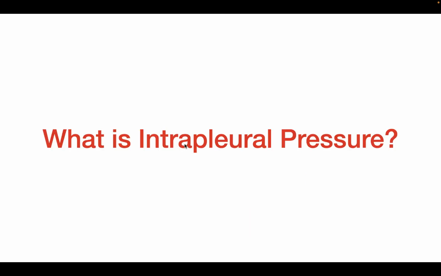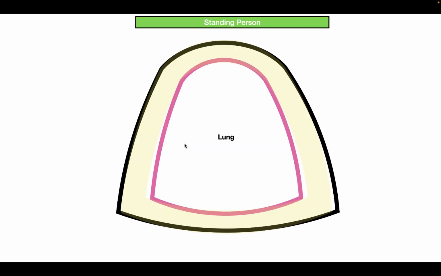So what exactly is intrapleural pressure? If we were to look at a person in a standing position, what you would see is that inside the intrapleural space, you would have a number of different pressures. The first thing to consider is that this person is in an atmosphere where the barometric pressure is 760 millimeters of mercury. And let's just assume that the pressure in the alveoli is going to be 0 millimeters of mercury. We're going to talk more about this in a later video. So what would be the intrapleural pressures here?